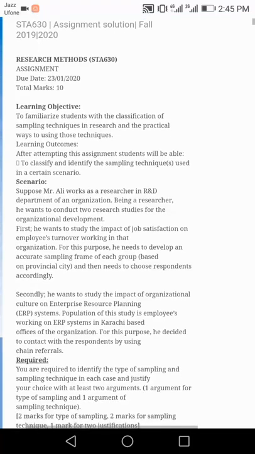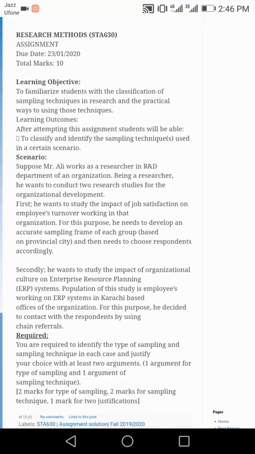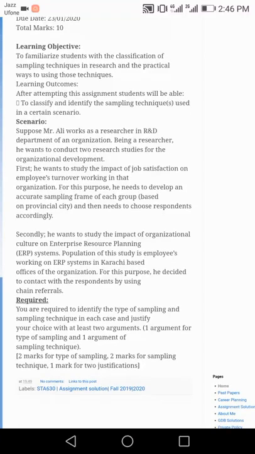accordingly. The second scenario is that secondly he wants to study the impact of organizational culture on the enterprise resource planning system. The population of this study is employees working on the ERP system in Karachi-based offices of the organization. For this purpose he decided to contact the respondents by using chain referrals.